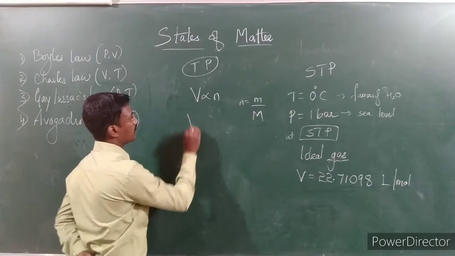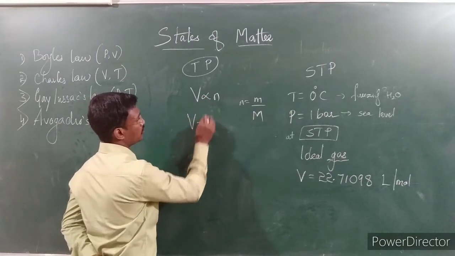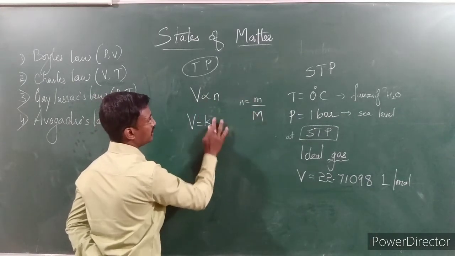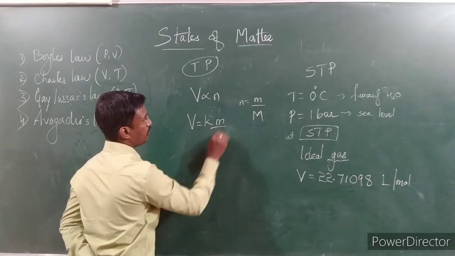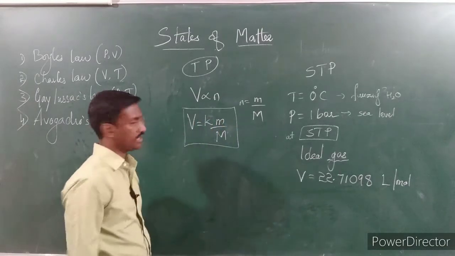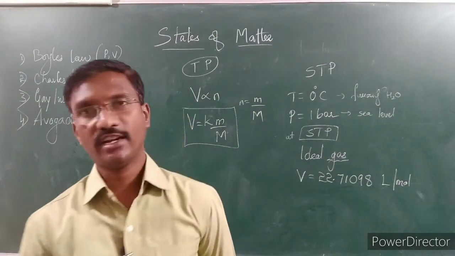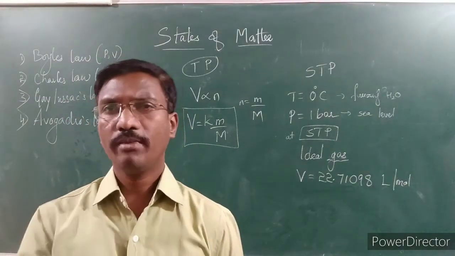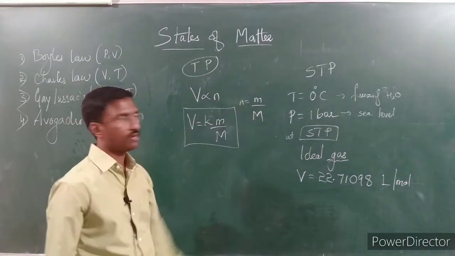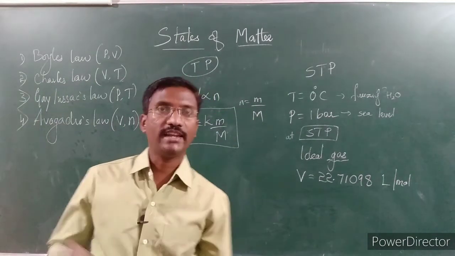So for that reason we are going to substitute here V is equal to K, that is constant. Instead of n, I am going to substitute small m upon capital M. So this is also one kind of formula. You may get problems on it or may not, but you should remember that n is nothing but small m upon capital M. So let's begin the next one.